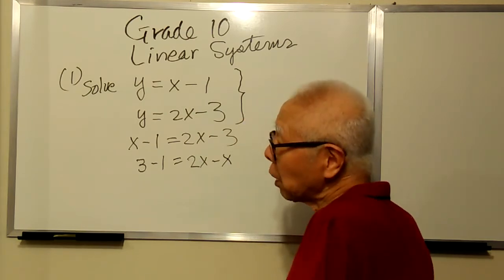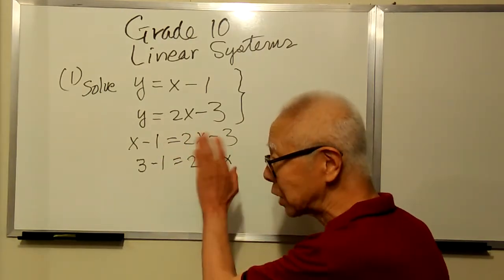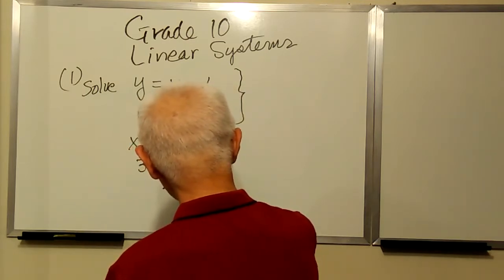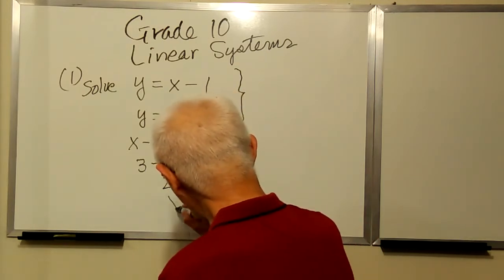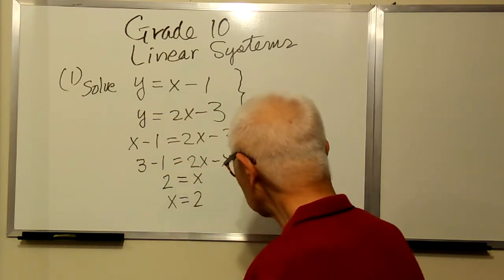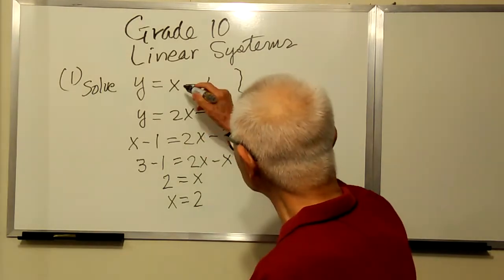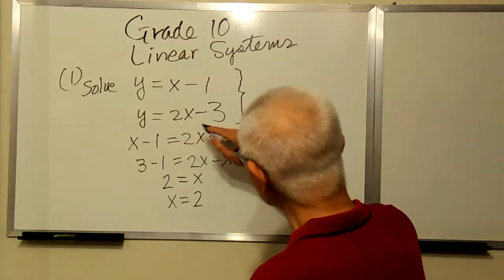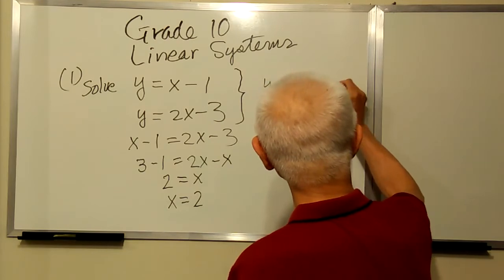But if you have no trouble, you can do whatever way you want, because this is just to solve one equation with one unknown. So 3 minus 1 is 2. 2x minus x is just x. Therefore, my answer for x, I already have it. So x is 2. Then what is y? So put the 2 into the first equation because it's easier. You can put the 2 into here, but that's more complicated. So y is 2 minus 1, which is equal to 1.